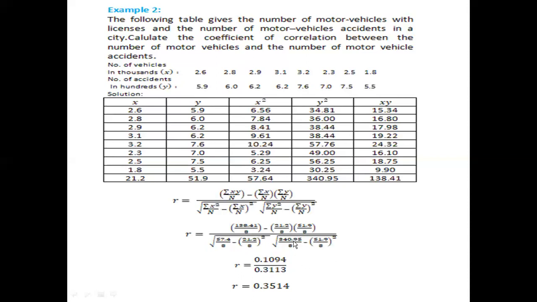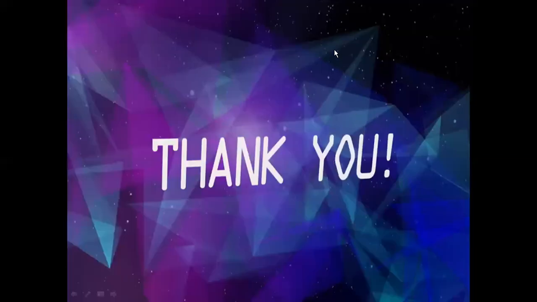So simplifying, we get the value for r equal to 0.3514. Here the value of r is positive, so we can say that there is a positive correlation between x and y. Thank you for watching this video.